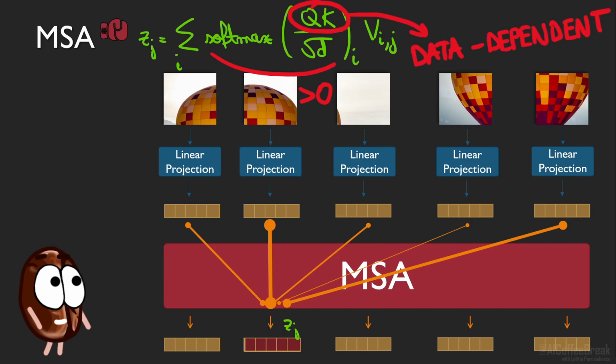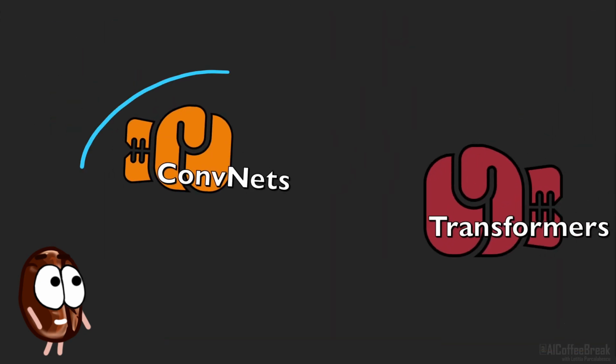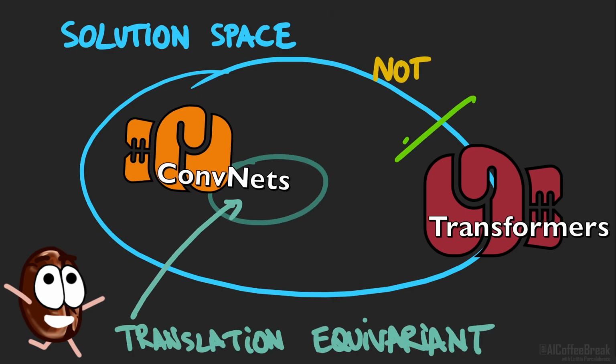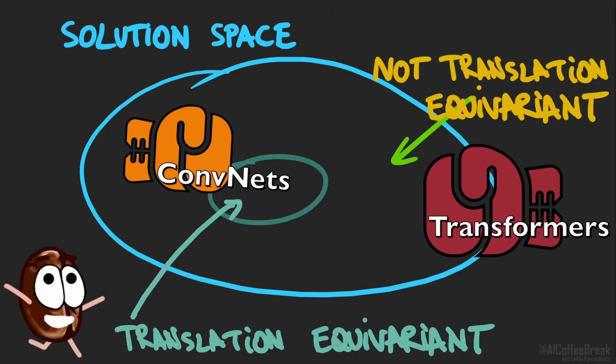Even more, these attention weights are data specific, as we discussed earlier. So there are more degrees of freedom when modeling with MSA than with convolutions, and the network has the chance to discover translation equivariance on its own, or even cooler properties if they are useful for minimizing the loss.